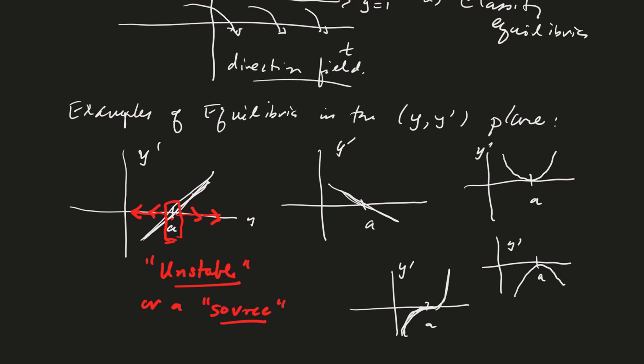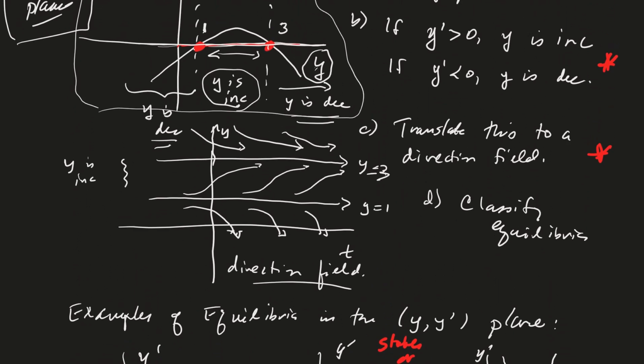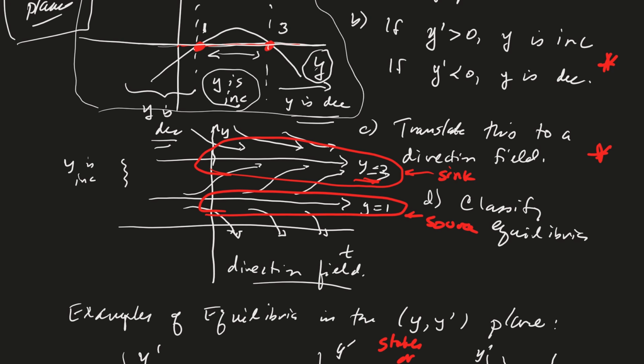Now let's compare that to the next one. In this case, our solutions are increasing on this side, and on this side they're decreasing. So what happens here in this situation is all nearby solutions are heading towards the point A. And so in this case, we would say that A is stable or a sink. And so just to do a quick example, in this situation, right, we saw that solutions were moving towards y equals 3, and so y equals 3 was called the sink or stable, and in y equals 1 solutions are moving away, and so that's our source, or you could say it's unstable.